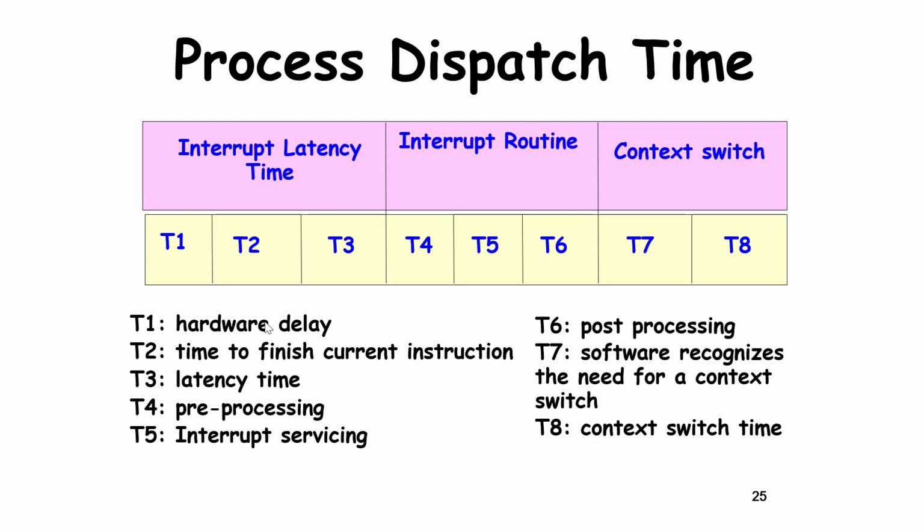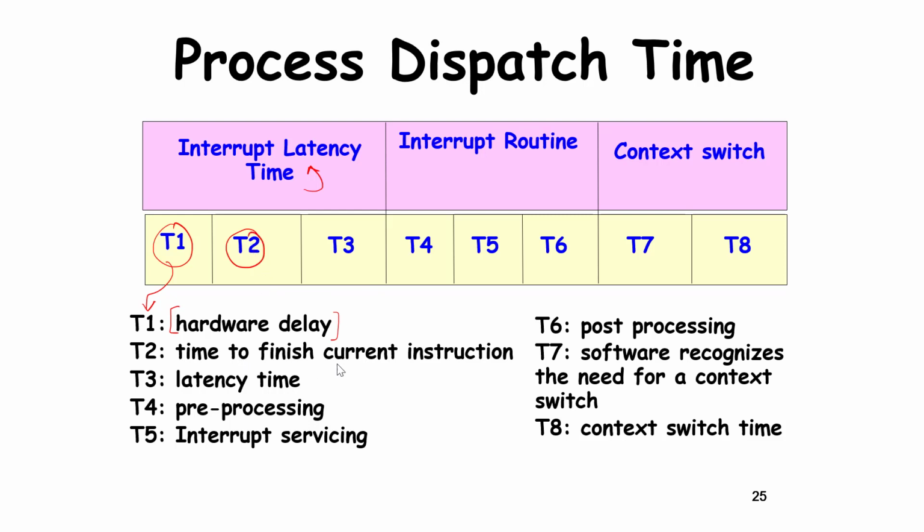So as you can see, the process dispatch time can be broken into three parts: the interrupt latency time, the interrupt routine, and the context switch time. Again, each of these can be broken down into multiple subparts. The first one is of course the hardware delay, the time it takes to recognize that some interrupt line has been set to 1.